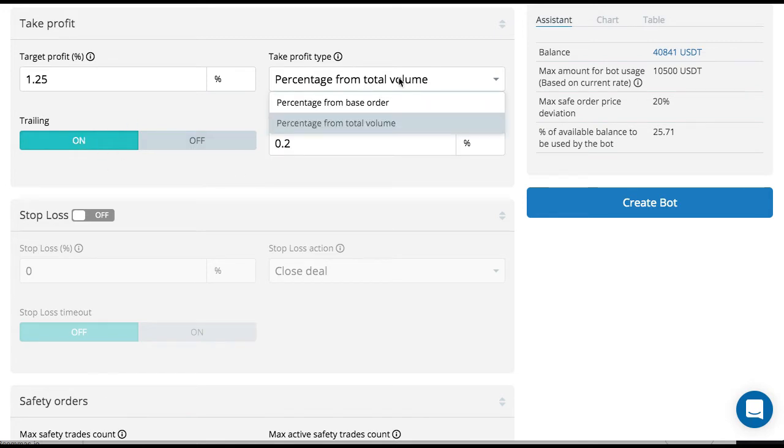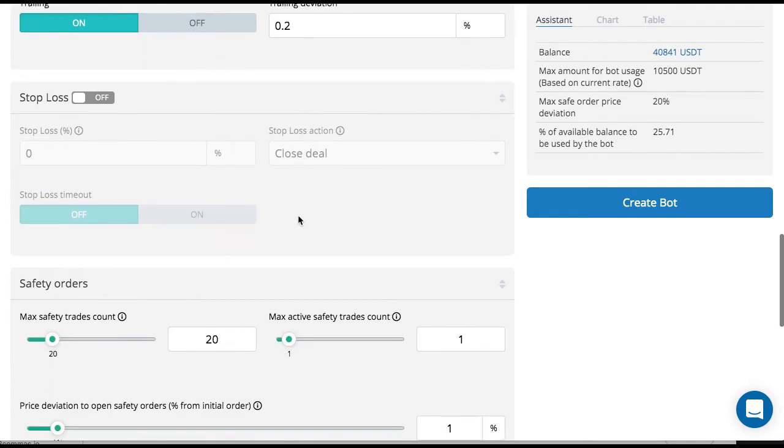You can choose to have your profit measured from total volume or from your base order. So the idea here is if you're using safety trades or DCA trades on your trade, you may only want to have the profit measured by your original order of $100. We prefer ourselves in our own trading, not making a recommendation to you, to take the percentage from total volume, because once you're invested completely in a trade, you want to know what's gone in and what you've made.